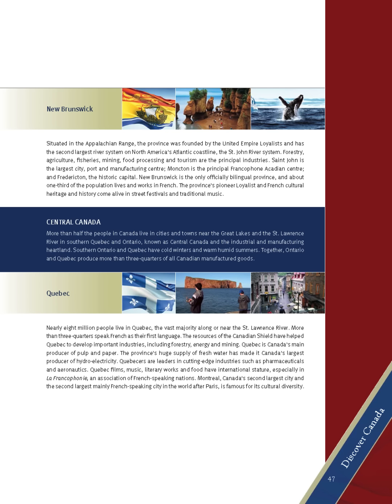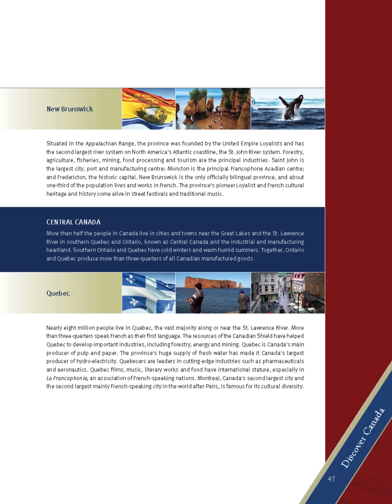Central Canada. More than half the people in Canada live in cities and towns near the Great Lakes and St. Lawrence River in southern Quebec and Ontario, known as Central Canada and the industrial and manufacturing heartland. Southern Ontario and Quebec have cold winters and warm, humid summers. Together, Ontario and Quebec produce more than 3/4 of all Canadian manufactured goods.